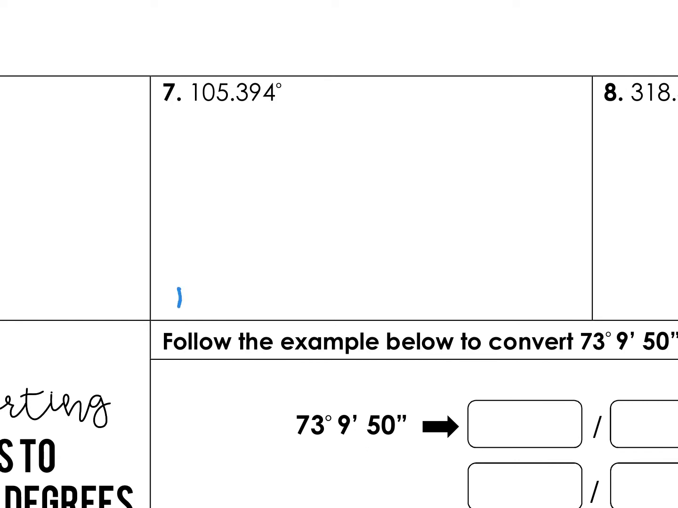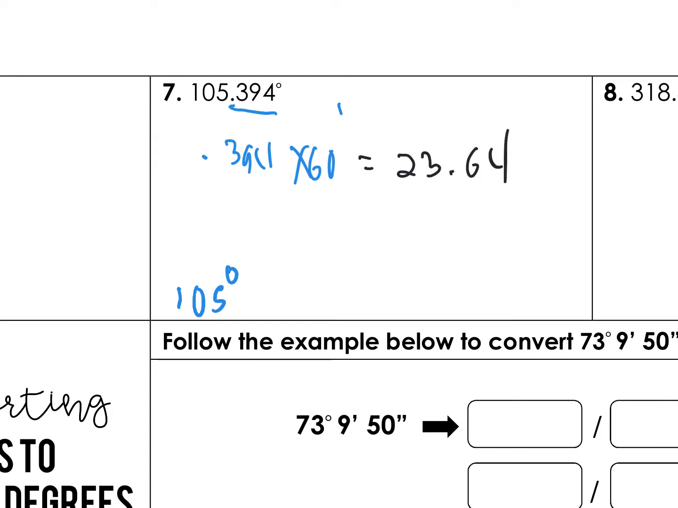105 degrees. Part of my answer. Now I have a decimal part of 0.394. I will take that 0.394 times the 60 minutes, because there's 60 minutes for 1 degree. 0.394 times 60 is 23.64. That would be minutes. But I only want to keep the 23.